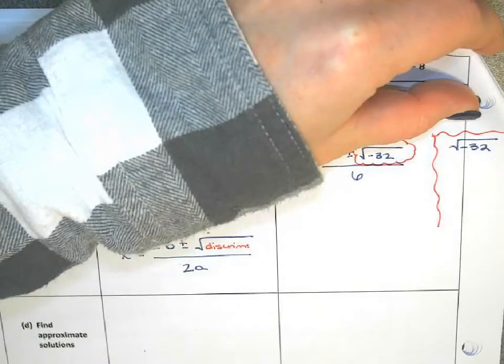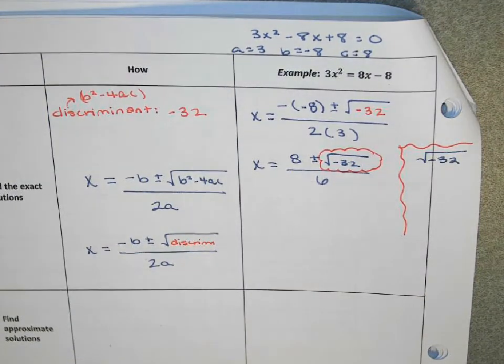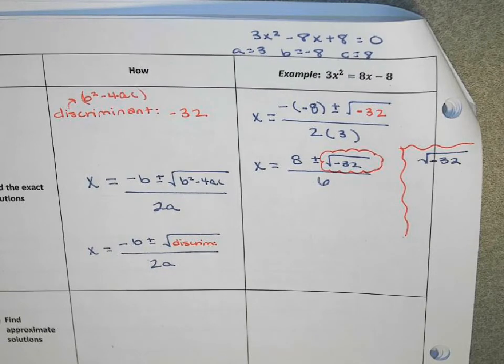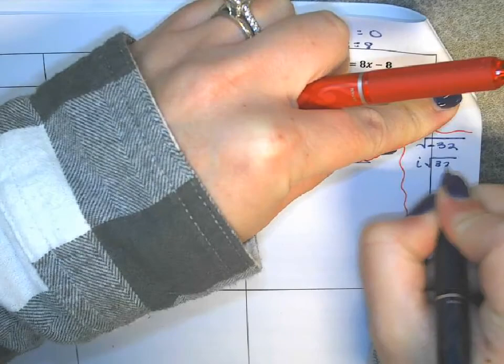How do I simplify this? What's my very first step? Take out the what? The first step is to take out the negative. When you take out a negative from inside that square root sign, what's it become? An i. So it becomes i square root of 32.